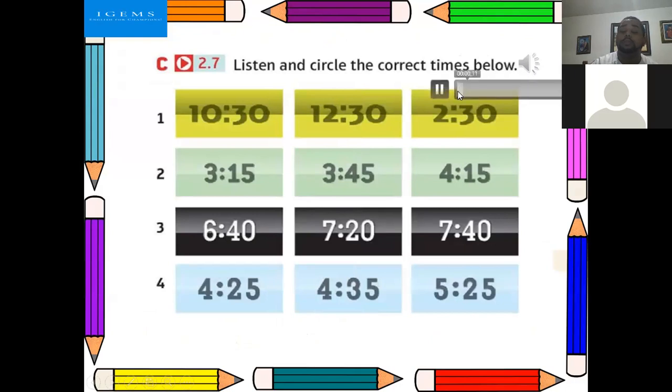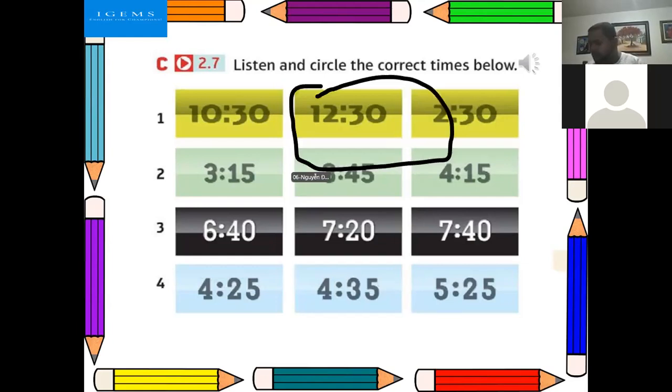Unit 2, recording 7. There it is. 1. 12:30. Okay. 2. 4:15. Okay. 3. 7:20. Okay. 4. 5:25. Okay.